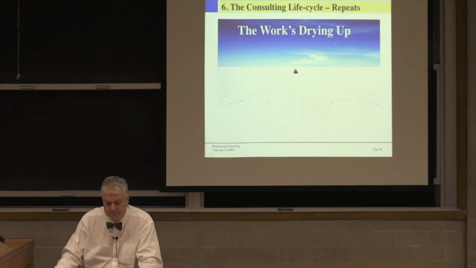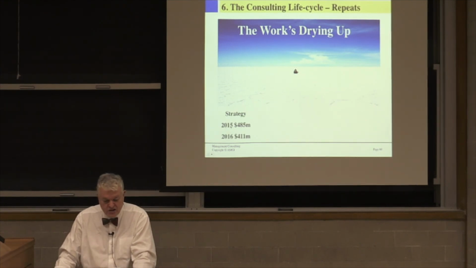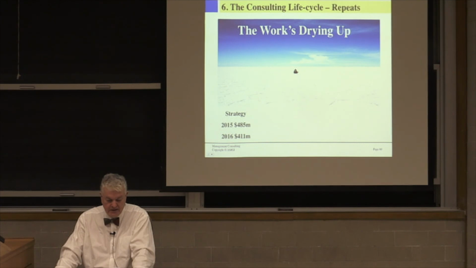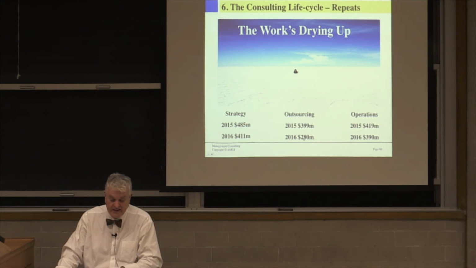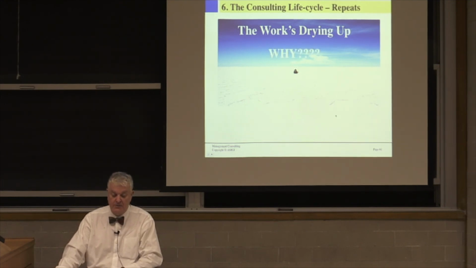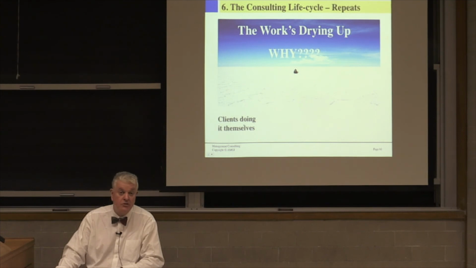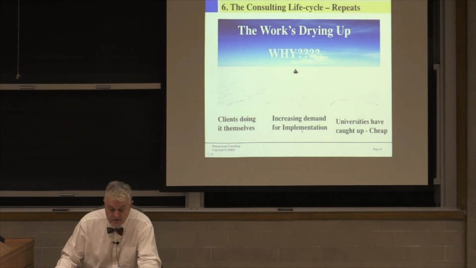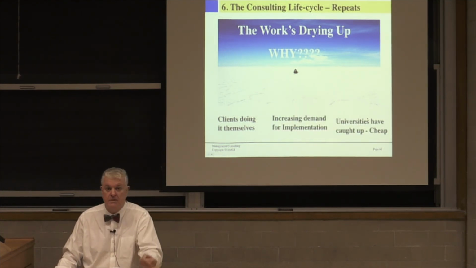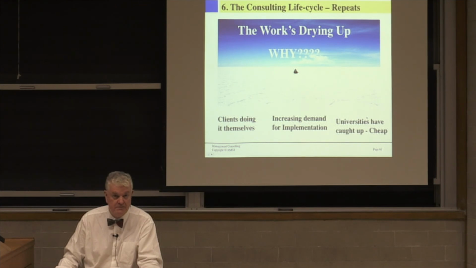The work's drying up. Strategy's gone from 480 million to 411 in 2016. This is globally, these statistics. Outsourcing from 399 to 280, operations from 419. Why is this? Clients are doing the work themselves, and they're also under pressure from their employees to stop spending money externally. Increasing demand for implementation. Universities are much cheaper to hire than these big consulting firms. The rates are completely different.